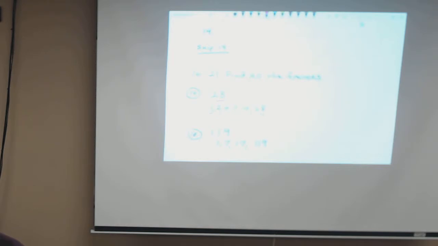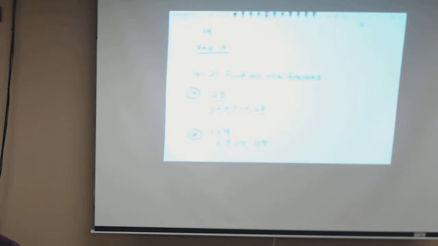But what else can I divide into 28 besides 1? 2. Can I divide 3? Evenly. Factors have to divide evenly. No, 3 nines is 27, so you've got a remainder of 1. But I could do 4.